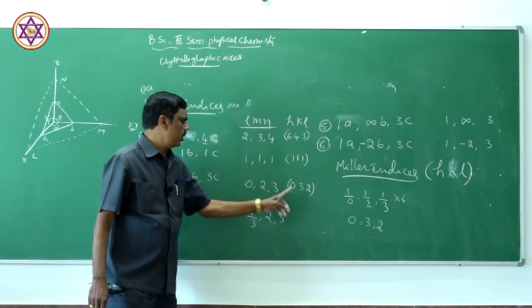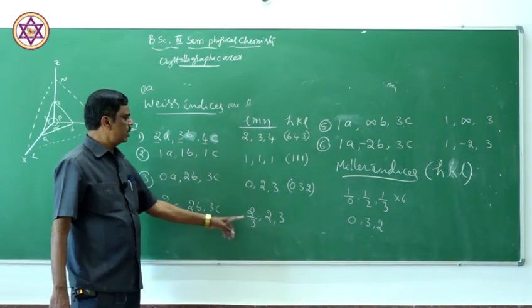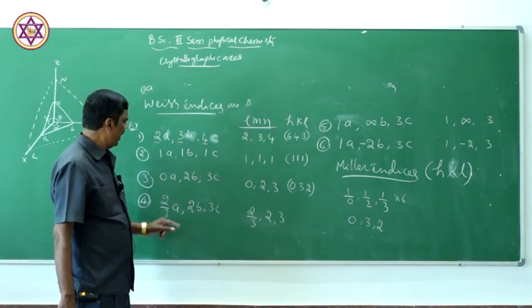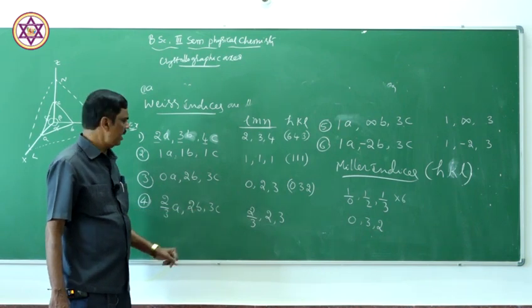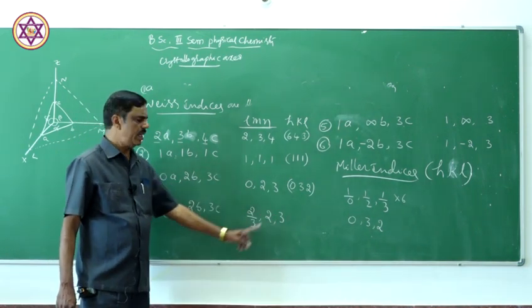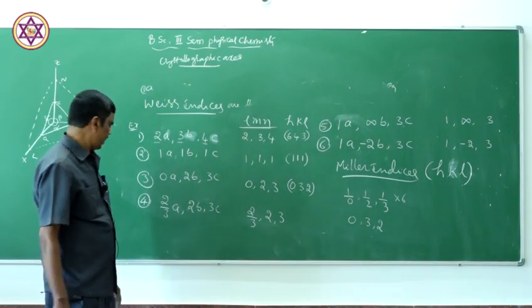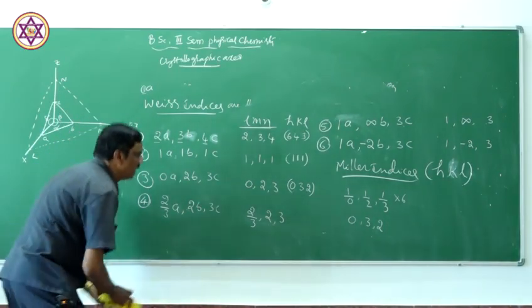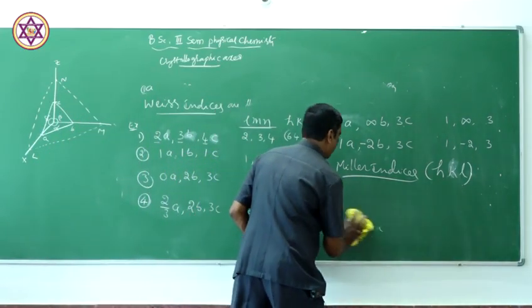0, 3, 2 is the plane. In some cases, there is a fraction: 2/3 a, 2b and 3c. Which indices? 2/3, 2 and 3. Convert that into Miller indices. To convert that into Miller indices, you take the reciprocal of this.